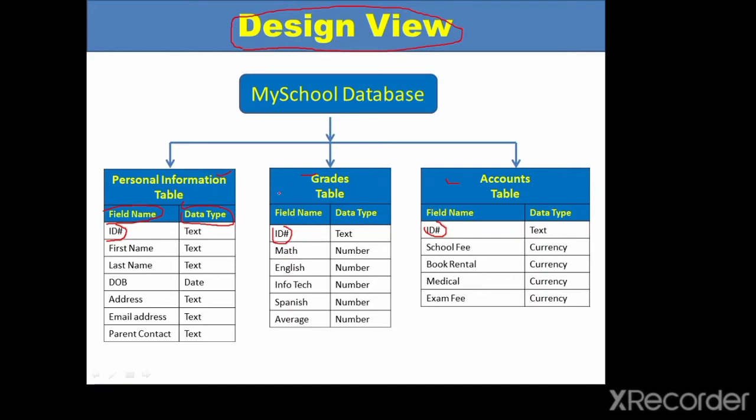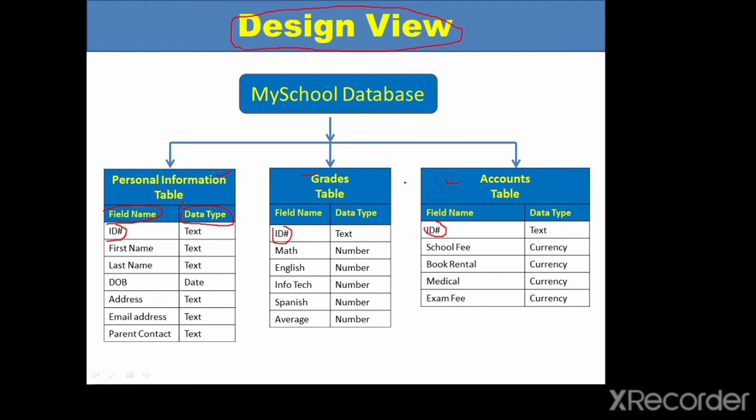Then you might have your grades table that shows all of the information regarding your grades. Math grade, English grade, IT grade, Spanish, averages, things like this. And then your accounts table stores your school fee, rental book fee, if you have any medical fee, if you have any exam fees, things like that. And you might wonder why we need to break up the data. Why not just put everything in one large table and manage it like that?